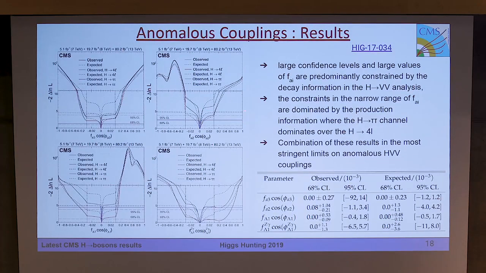So these are the results of the combination of the tau tau and 4 lepton, and you see that the large confidence levels and large values of these parameters are predominantly constrained by the Higgs to VV analysis, which is basically the red curves here, and the narrow region is mostly constrained by Higgs to tau tau. So when you combine both, we get the best limits.